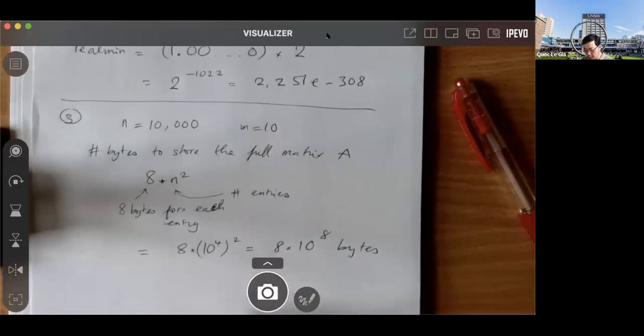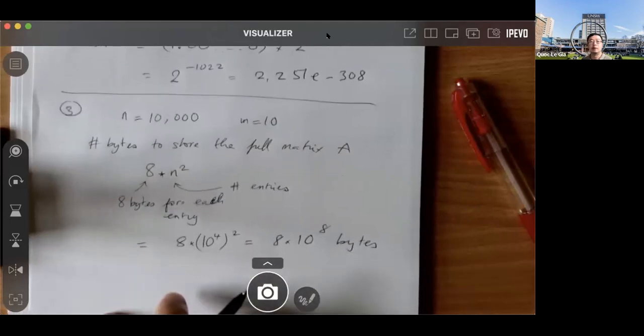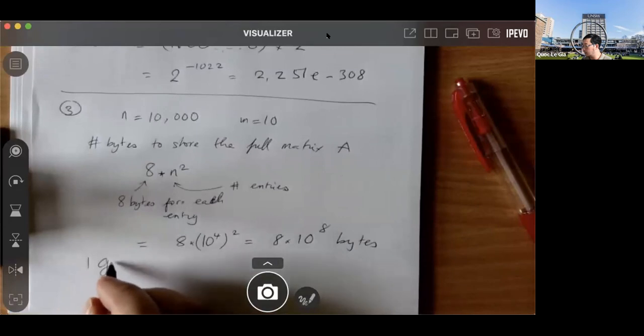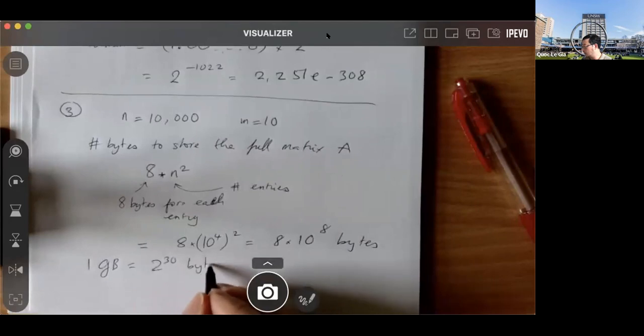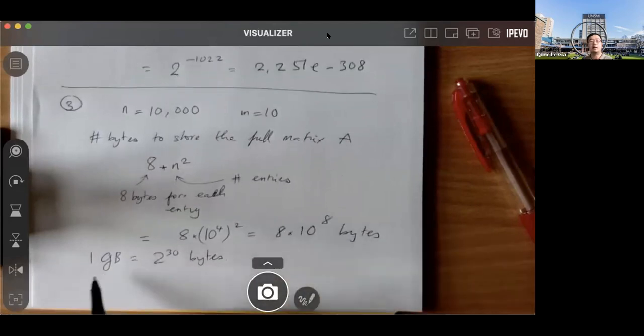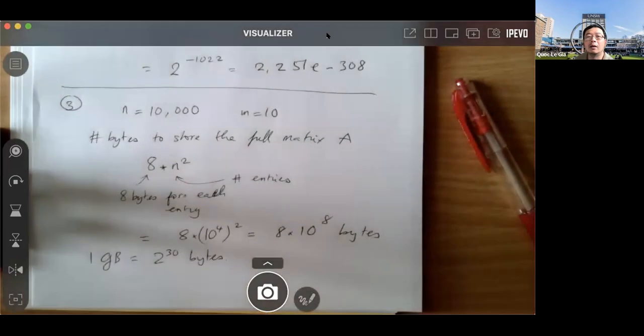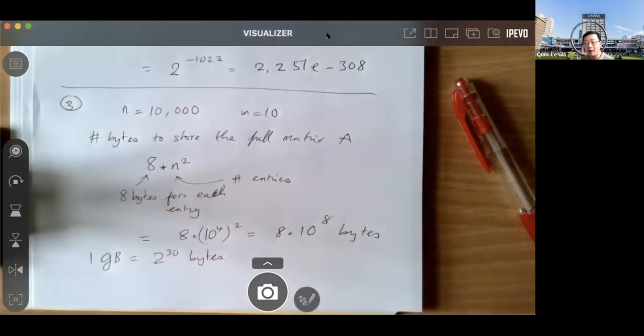And if you want to convert it to gigabytes, 1 gigabyte is 2 to the 30 bytes. So there are 2 conventions. One convention is 1 gigabyte is 2 to the 30 bytes, and another convention is 1 gigabyte is 1 billion bytes. So it depends on what convention you use. You just state it. So 1 gigabyte is 2 to the 30 bytes.